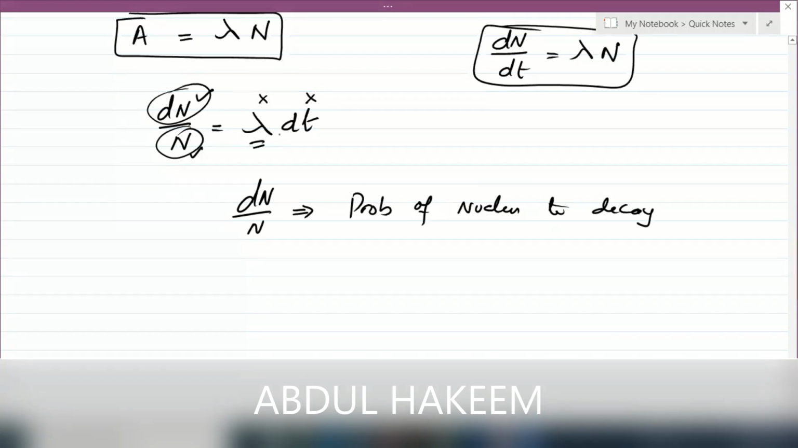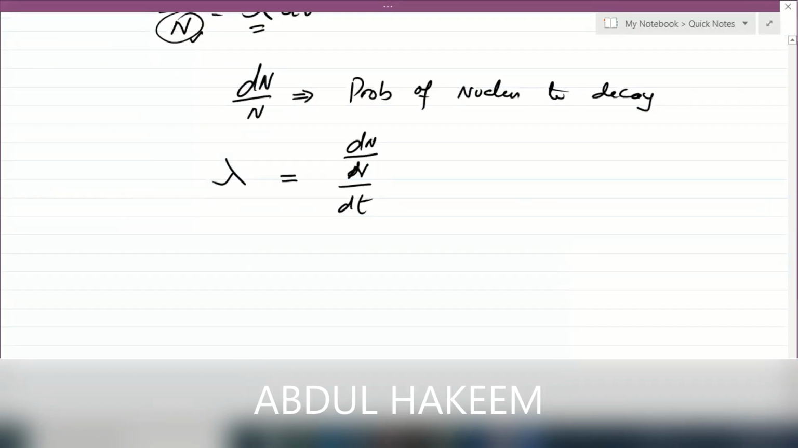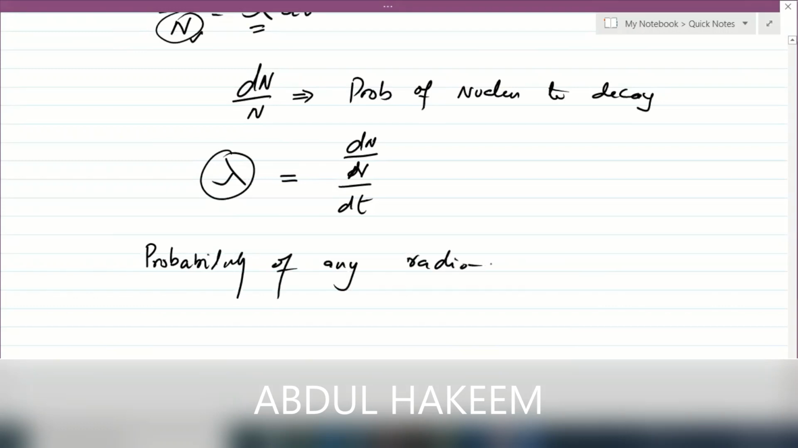But what is lambda? What is this decay constant? It can be written as dN over N divided by dt. We can say this decay constant is the probability of any radioactive nucleus to decay per unit time.